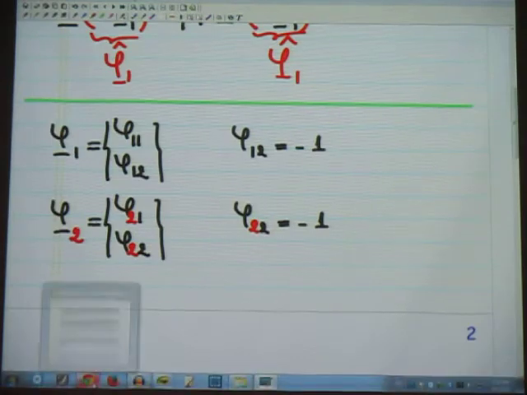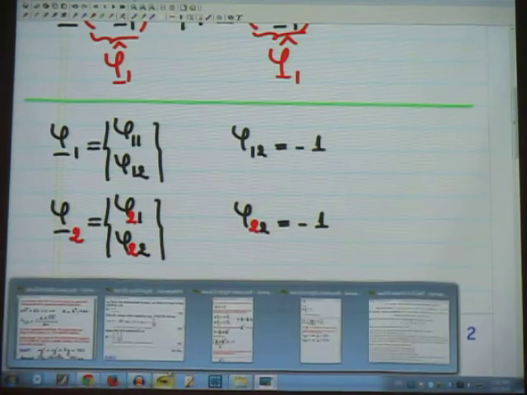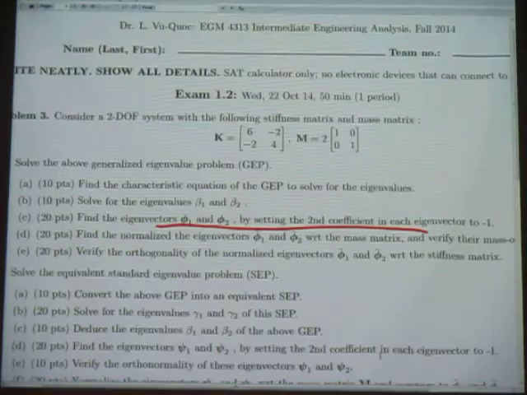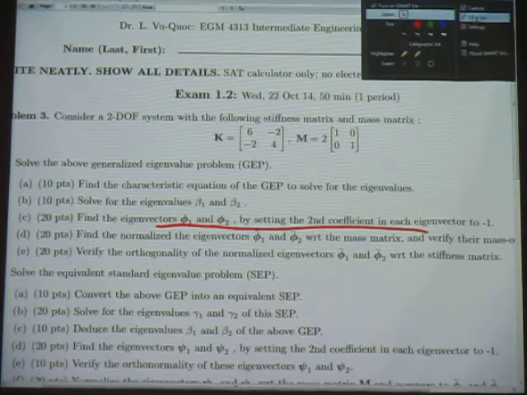Okay, so let's keep pushing on. So you see, the exam is really the same thing as in the report and in my lecture. It's really no more than that.